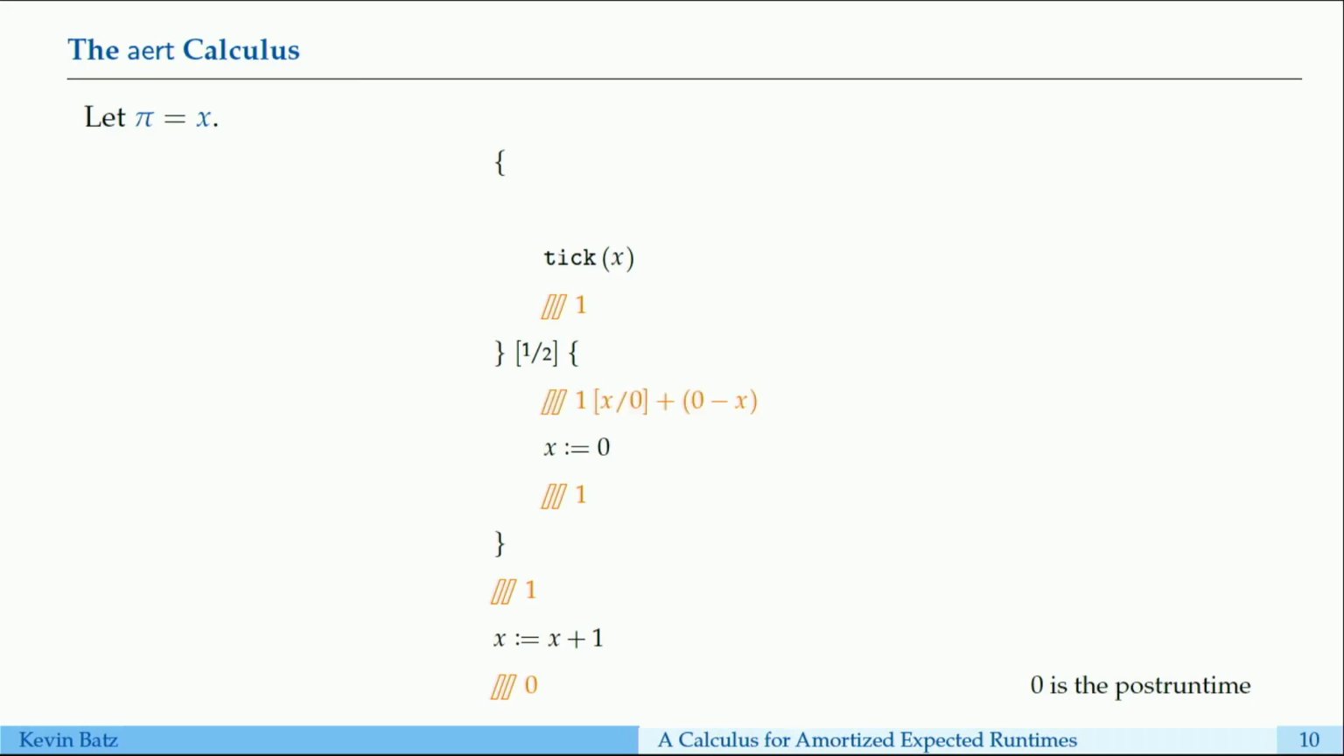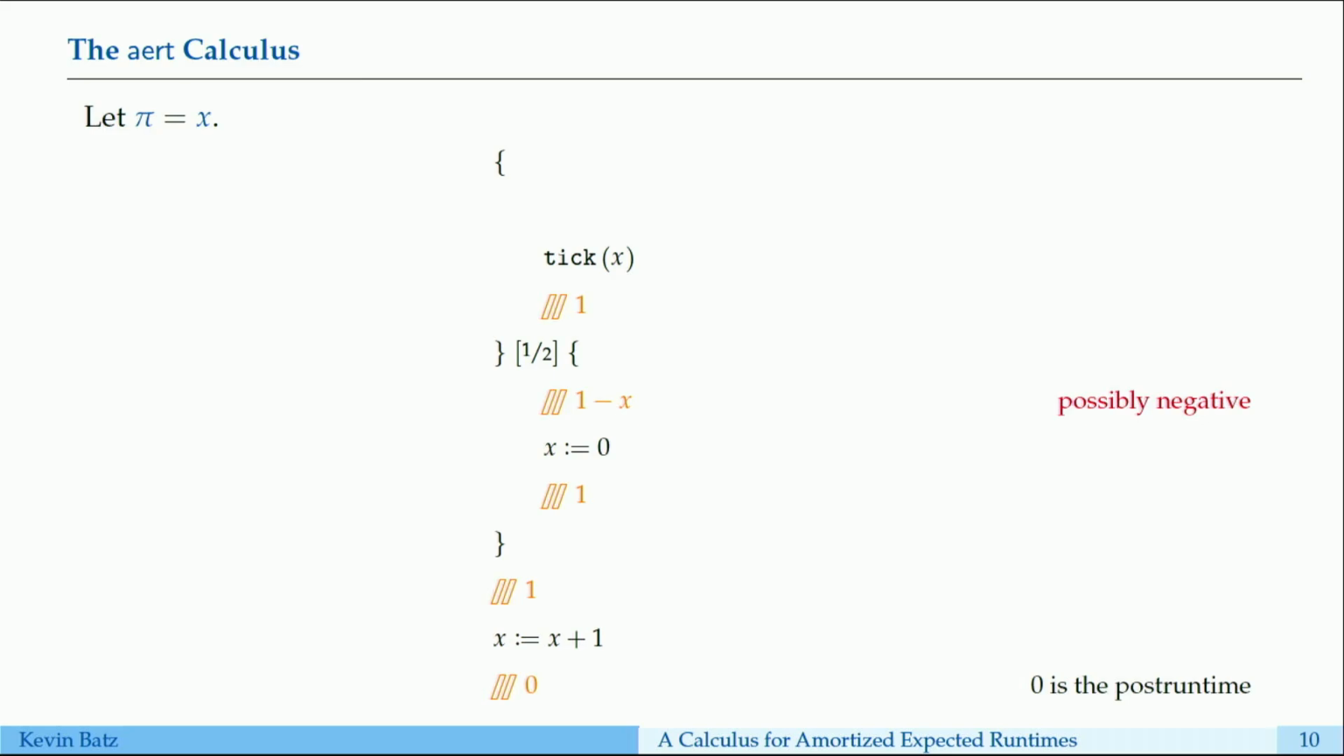Again, we have an assignment. We apply the assignment to the post-runtime. This has, again, no effect. And then we add the change of potential. New potential is x, 0. Original potential is x. And if we simplify, we get 1 minus x. And here we can see this is actually an example where we even possibly get a negative aert. So even though we assume that x is a natural number here, this expression possibly evaluates to a negative number.